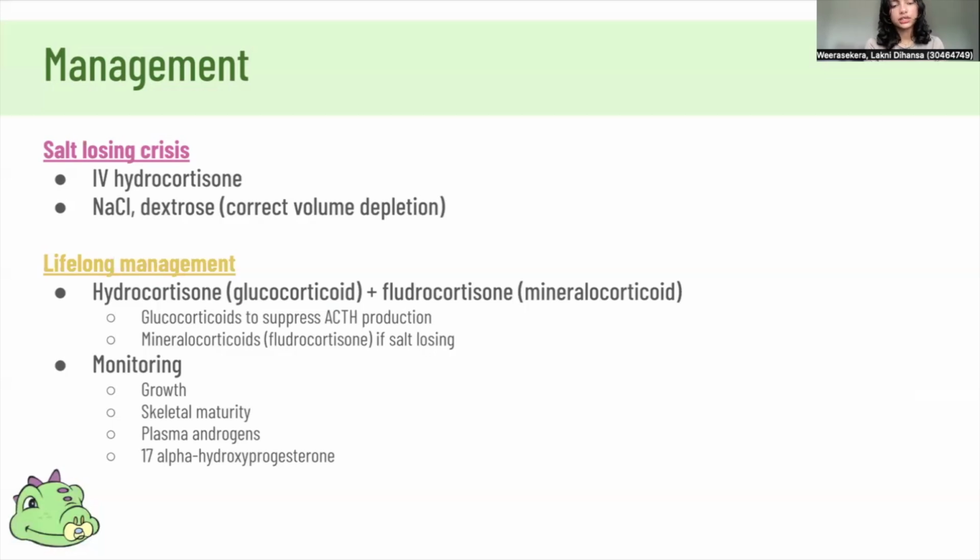Now, to monitor the progression of congenital adrenal hyperplasia, you want to monitor the patient's growth and plot it on a chart. Also, skeletal maturity with things like X-rays. Plasma androgens and 17-alpha hydroxyprogesterone levels should also be regularly monitored.